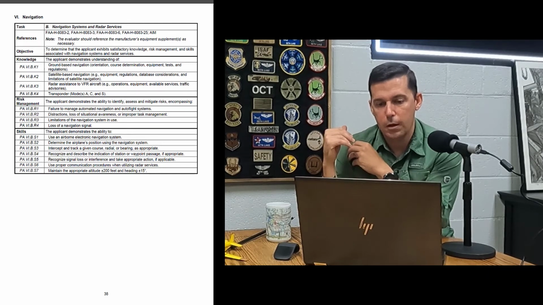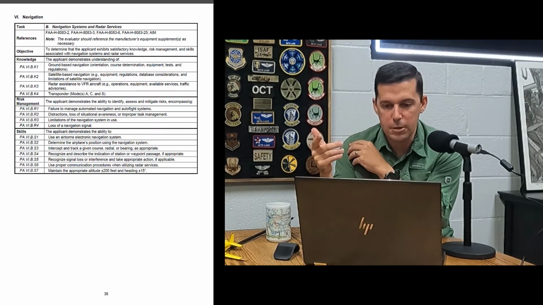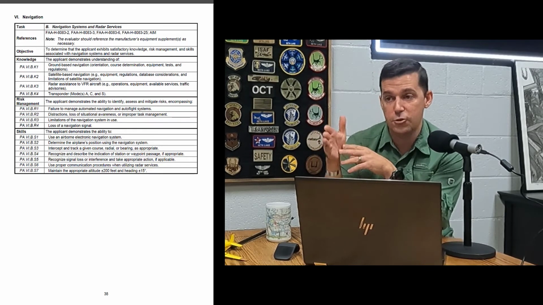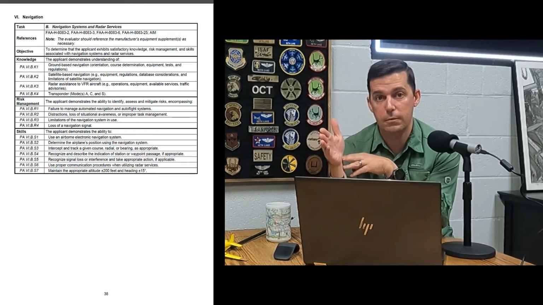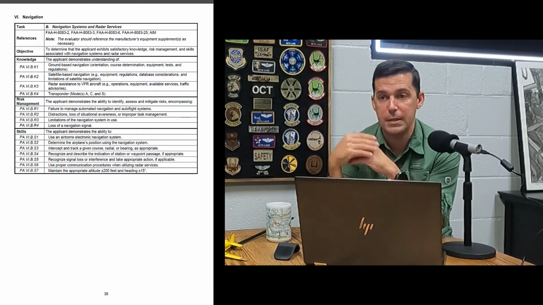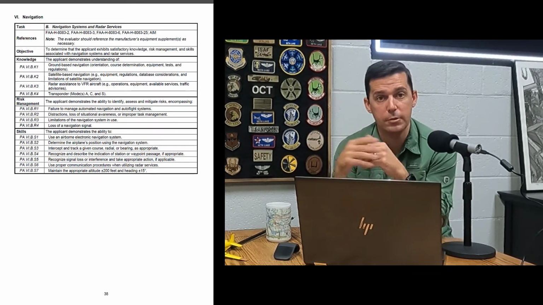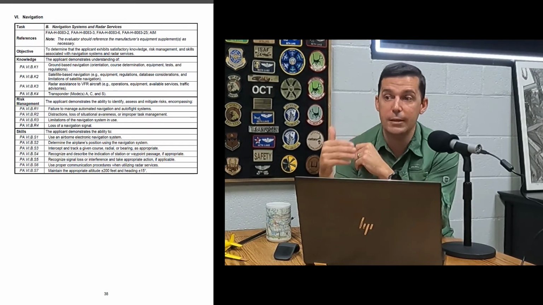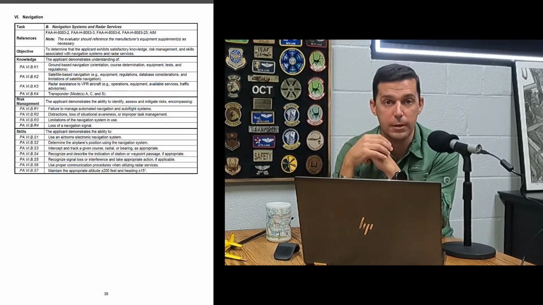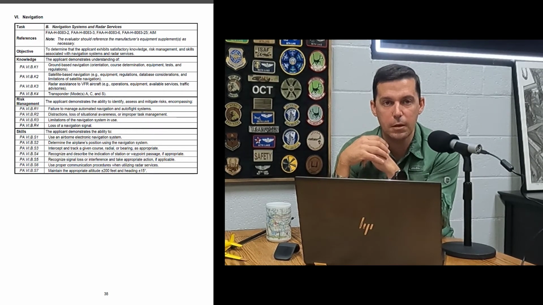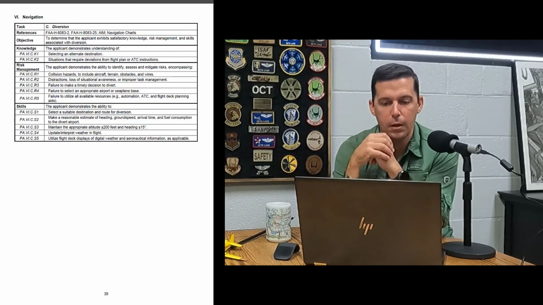And then knowledge, ground-based navigation or satellite-based navigation. Know the difference. Know that, okay, this GPS is working with a satellite-based navigation system versus tuning in a VOR, which is limited by line of sight. So if I'm trying to tune in a VOR that's 200 miles away, it's not going to work. But if I'm trying to navigate direct to a point that's 200 miles away, I can do that with GPS. So just some of those basic understandings of navigation.